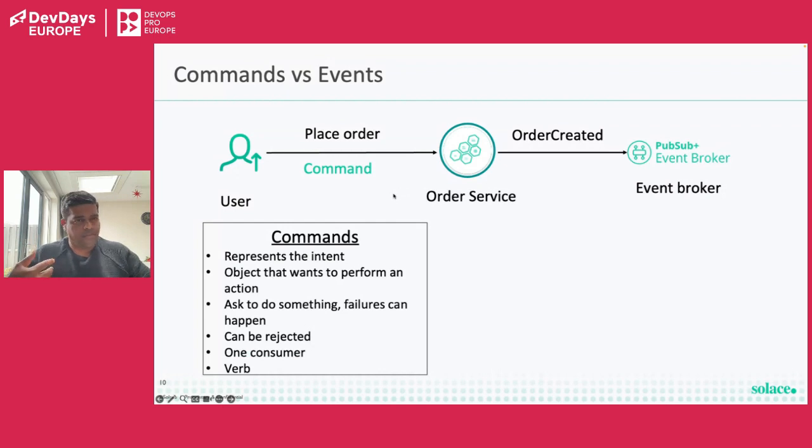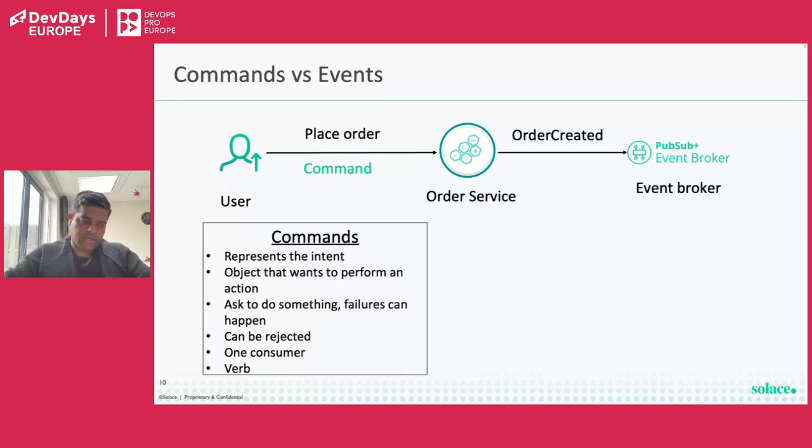It is something that represents the intent. It's a verb. It's something that asks you to do something, to perform an action. It can be rejected. Failures can happen during processing. So for example, when you place an order, your order can be rejected because it was out of stock or your payment failed or something like that, right? So during processing, that's a command.